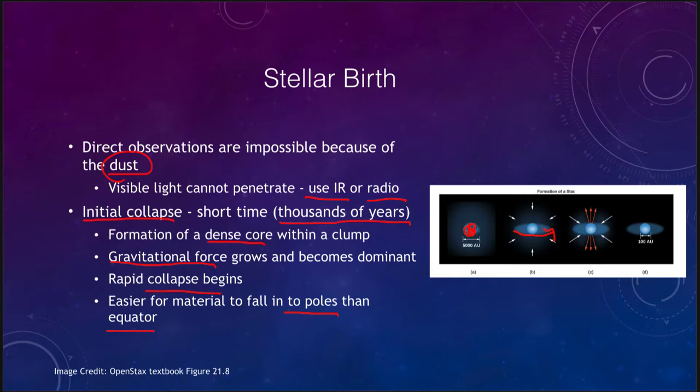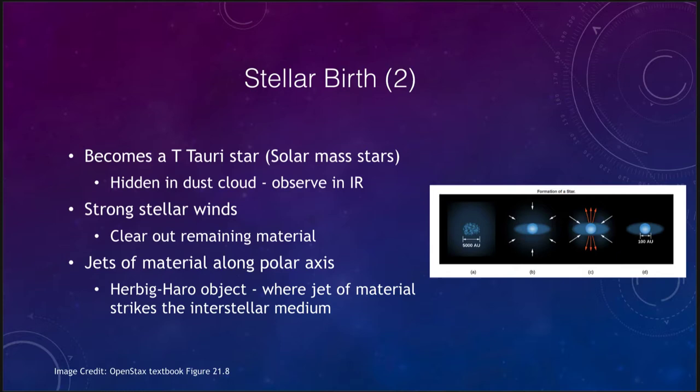Now, as this happens, we begin to form, for solar mass stars, what we call T-Tauri stars. T-Tauri stars are, again, hidden in the dust clouds. We see them in the infrared, and they have outflows of jets. So jets of material come out and can then impact into the rest of the material. The strong stellar winds that form will clear out this material. There'll be jets of material coming out, and eventually we'll have the protostar left behind.